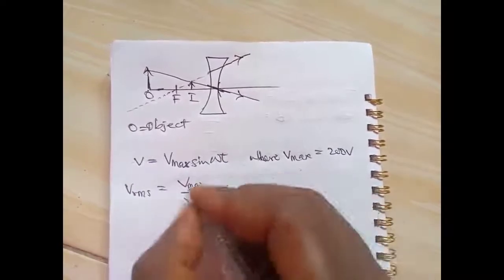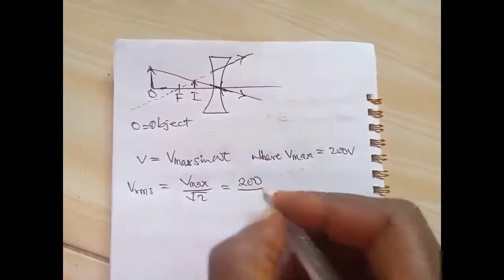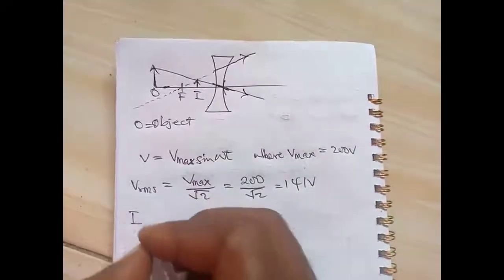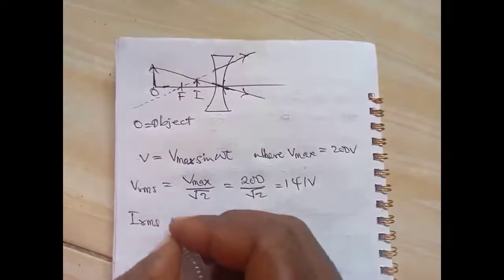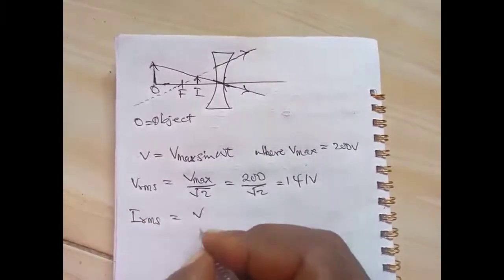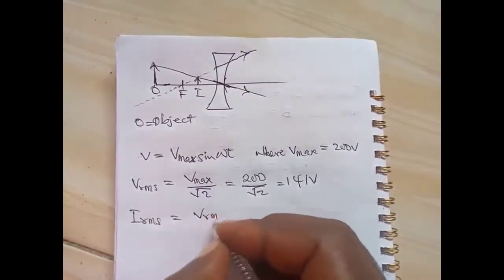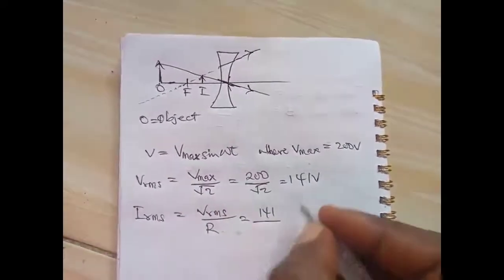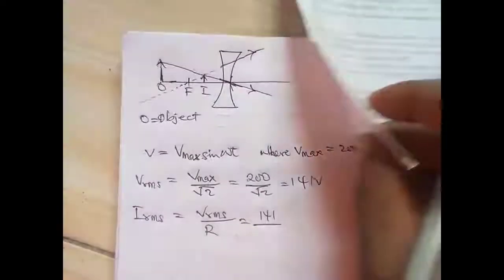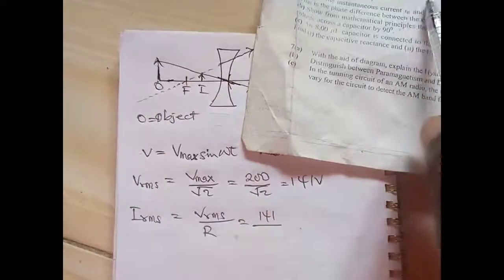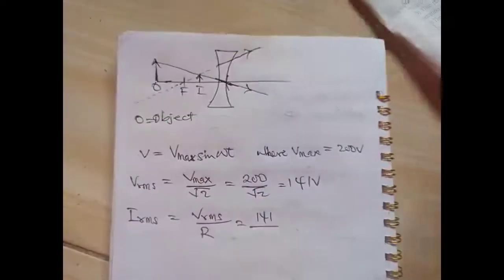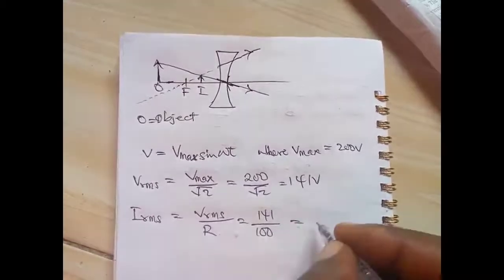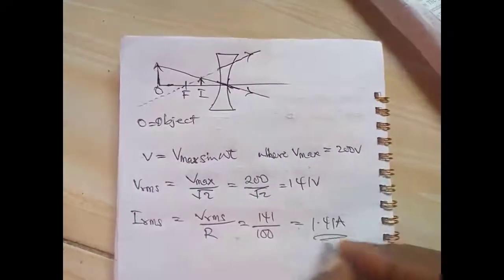which is equal to 200 over root 2, which is 141 volts. And the root mean squared current is given by V over R. So V root mean squared over R, which is 141 over the R given to us there, 100 ohm. If we divide it, what we'll get is 1.41 ampere. That's it.